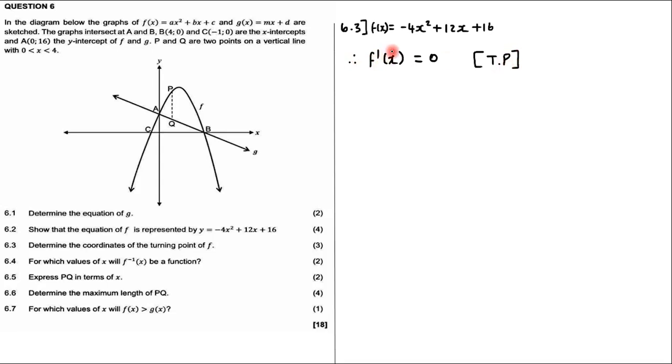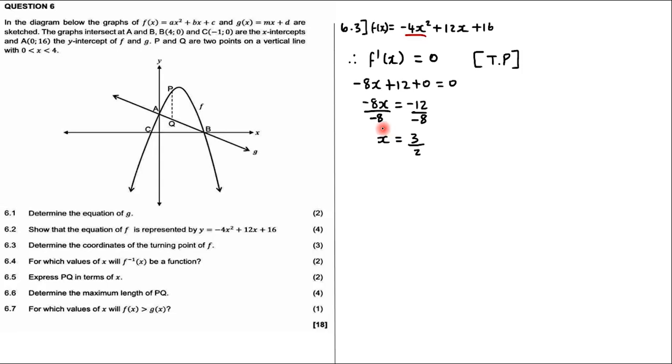Okay, now what is my derivative here? When I'm differentiating the first value, I'm going to get minus 8x. When I'm differentiating the second one, I'm going to get 12. Differentiating the constant, I'll get 0, so I'll say plus 0 equals 0. Then this gives you minus 8x equals minus 12, divided by minus 8, divided by minus 8. Then x becomes 3 over 2, right?